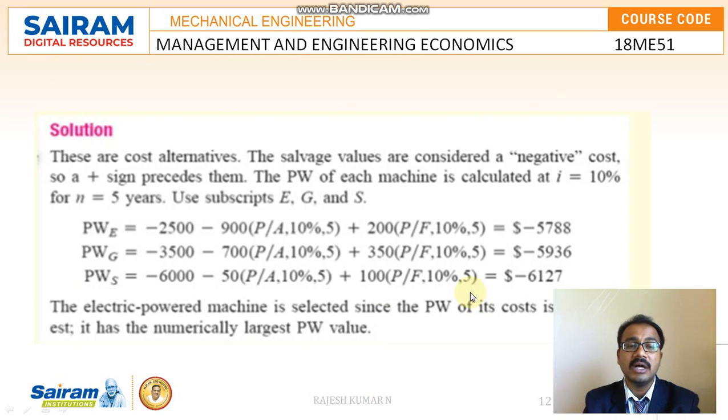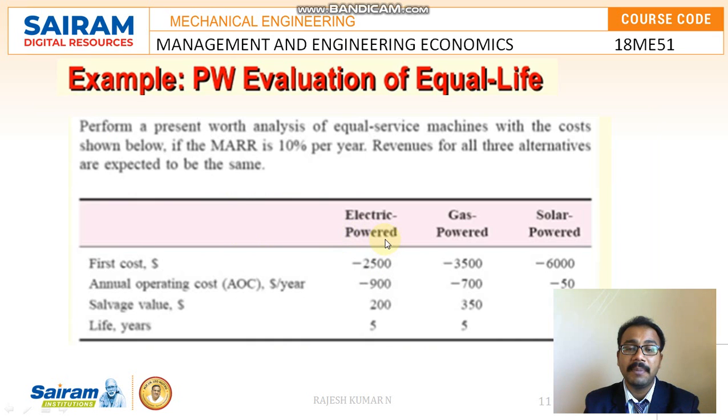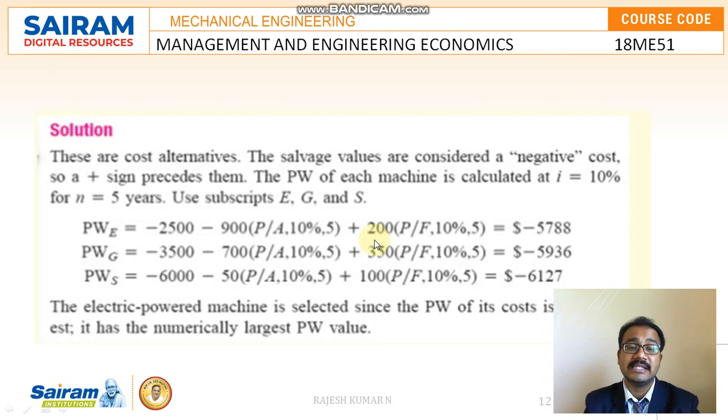Since these are cost alternatives, everything is related to cost. The salvage values are considered as negative costs, so they go with the plus sign. The present value of each machine is calculated at 10 percent for 5 years. Here I will be using the subscripts E, G and S. For the electric powered machine I will use E, for the gas powered G, and for the solar powered S.